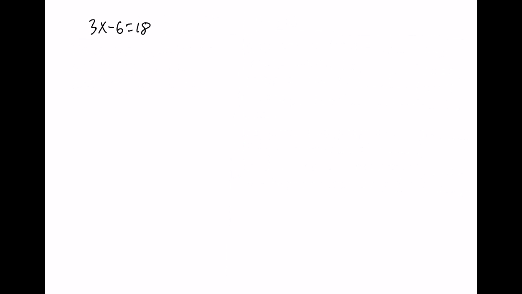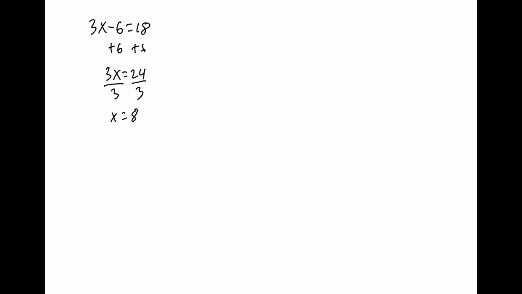Alright, so we have this problem, 3x minus 6 equals 18, and we want to solve for x. First let's do it how we did it last year. Last year, you would say that there's a minus 6 here, so let's add 6 to both sides. That gives you 3x equals 24, divide by 3, and you get x equals 8.